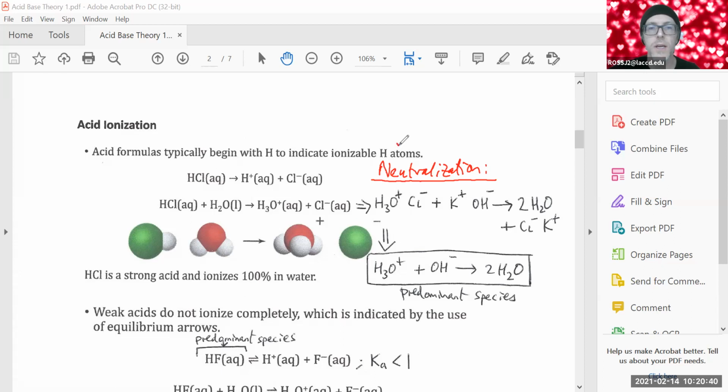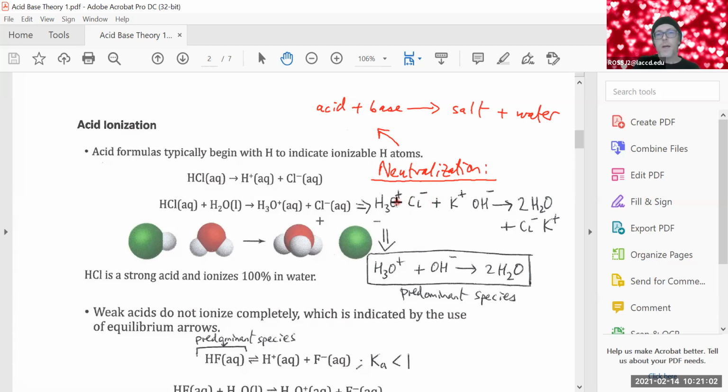Where by neutralization, I mean we have an acid plus a base to give a salt and water. Okay. So if we have something like that, let's go back to the spotlight again.